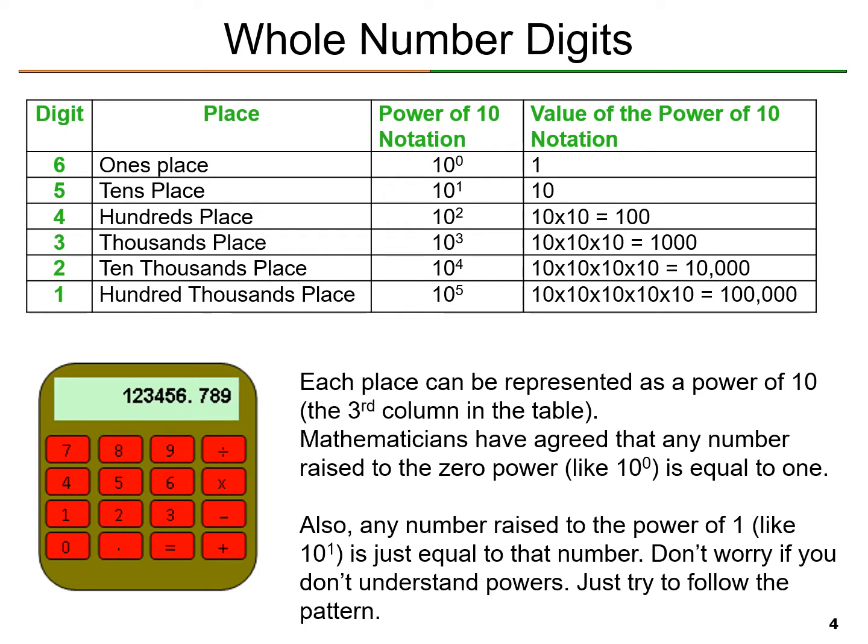Now, what's the value of the 4 here? So what's the value of the 4? Because the 4 is in the hundreds place, 4 times 100 is 400. So 4 has a value of 400 in this number here. What's the value of the 2 in this number? Where the 2 is in the 10,000s place, 2 times 10,000 is 20,000. So the 2 has a value of 20,000 in this number.